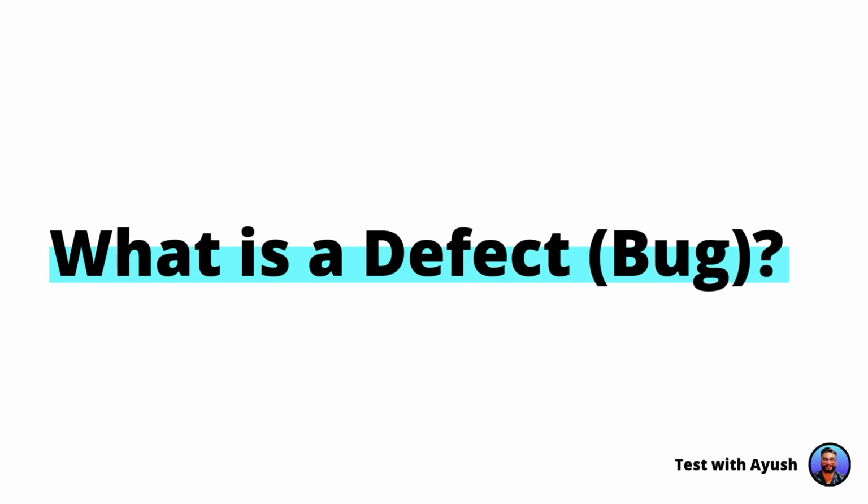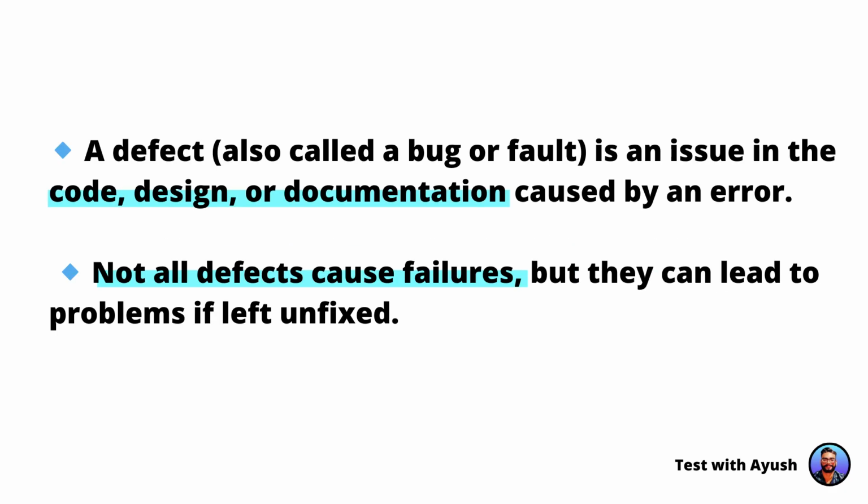Now, what is a defect? What happens when an error goes into the system? A defect, also called a bug or a fault, is basically an issue in the code, design, or documentation that is caused by an error. Not all defects cause failures, but they can lead to problems if left unfixed.